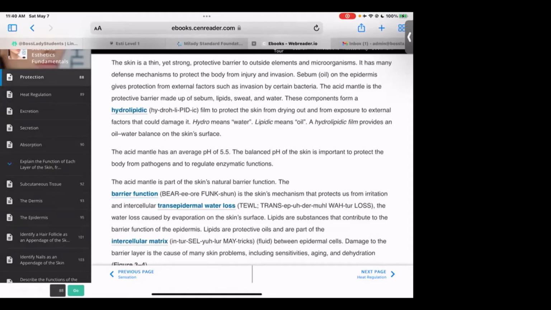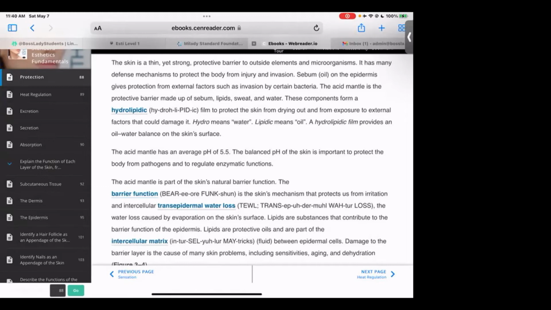So the acid mantle is part of the skin's natural barrier function. The barrier function is the skin's mechanism that protects us from irritation and intercellular transepidermal water loss. Both of those are really important words for you to understand. Barrier function, the skin's mechanism that protects us from irritation and intercellular transepidermal water loss. Transepidermal water loss, or TEWL, is the water loss caused by evaporation on the skin surface.